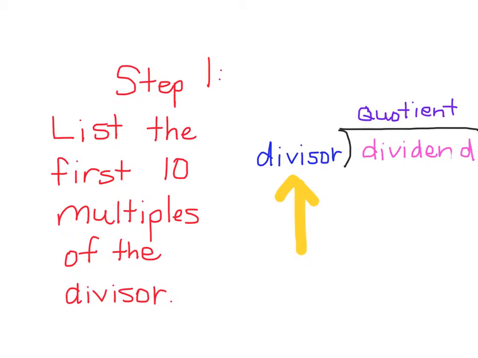So, our first step to finding friendly numbers is that we have to look at our divisor. You're always wanting to find friendly numbers for the divisor. And the first step is to list the first 10 multiples of that divisor. Remember, multiples are the numbers that you say if you are skip counting by that number.